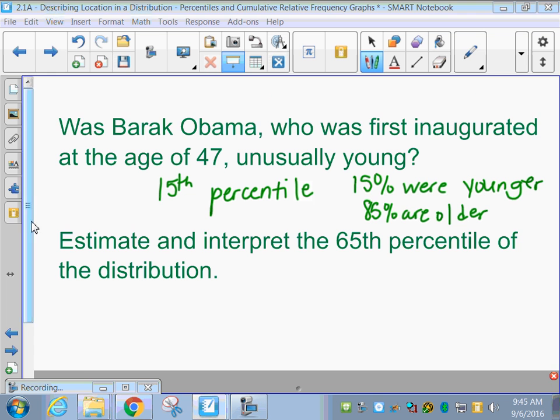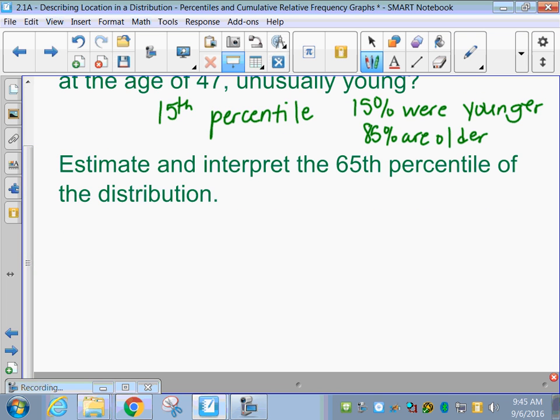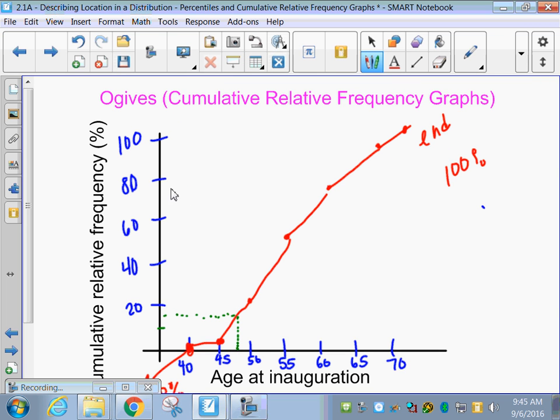All right, we can also use our graph to go the other way, estimate and interpret the 65th percentile of the distribution. So that means we'd be looking for age. So we're going to use our chart and we're going to go over to 65. Let's see, so here's 70. So 65. And we go down. And we're supposed to get 58. I did that one pretty great.